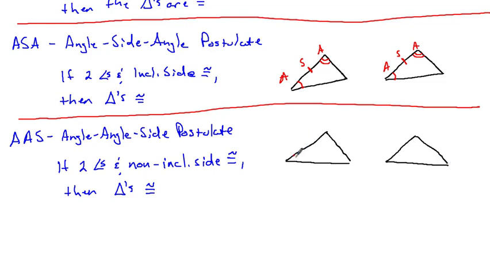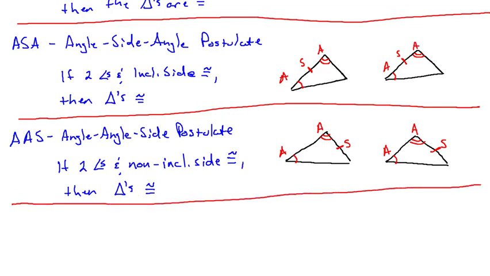It says that if two angles, so here's the two angles, and the non-included side, so that means this side over here, right, is not between the two angles. So we're going to see an AAS pattern. Okay, so that's what we look for. We look for that AAS pattern. If we can find that, or if we can prove that, then we've proved the triangles are congruent and we don't have to do all three sides and all three angles.